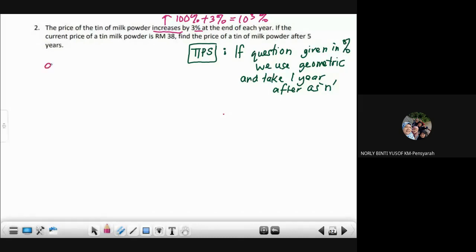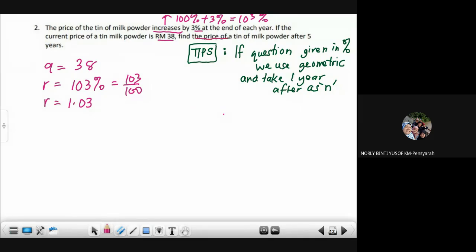Okay, so for A, dia kata the current price of tin milk powder is 38. So 38 lah. Jadi R akan jadi 103%. Change to decimal 1.03 lah. Maksudnya 103 bagi 100. So 1.03. Lepas tu soalan nak find the price of tin of milk powder.